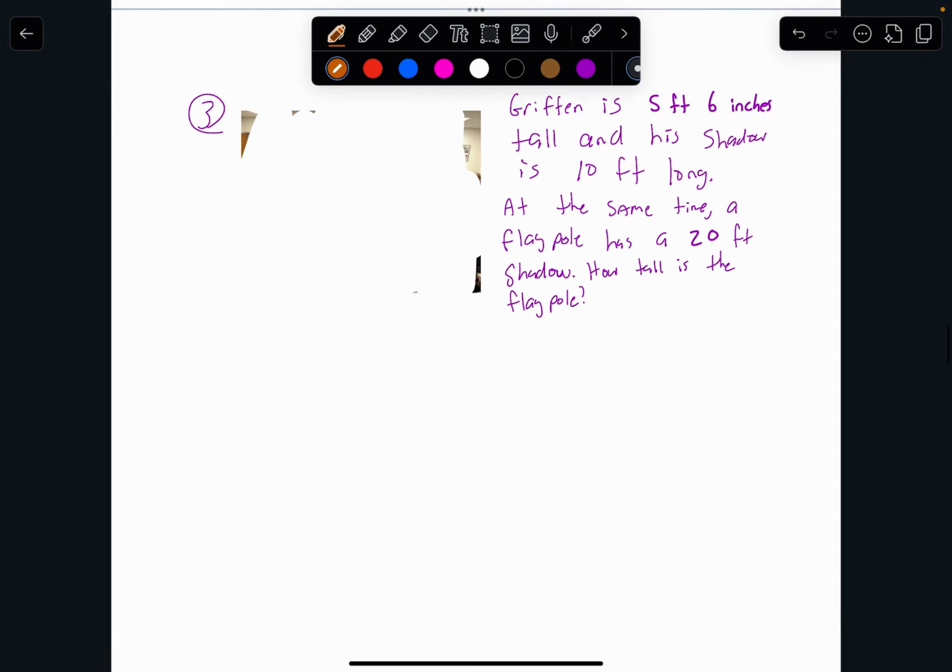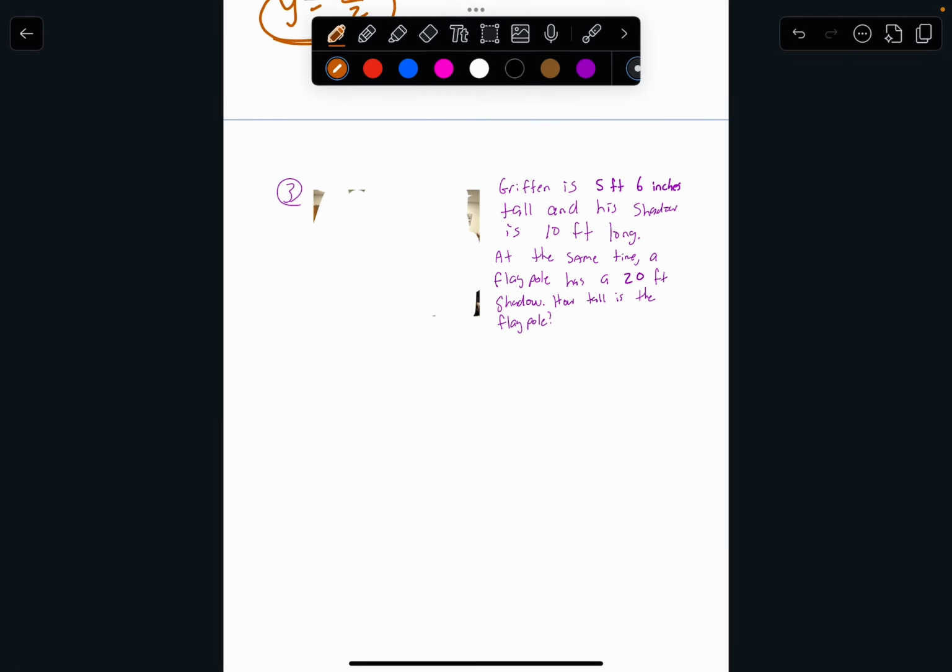All right, so we got my friend Griffin. He's 5 feet 6 inches tall. His shadow is 10 feet long. So I got a guy standing up, and he has a shadow. Shadows are on the ground. So here's the situation for the first one. We have person and shadow. Actually, we don't even need that hypotenuse, but person and shadow. We have a flagpole. That would be standing up. And its shadow. So what do we do?